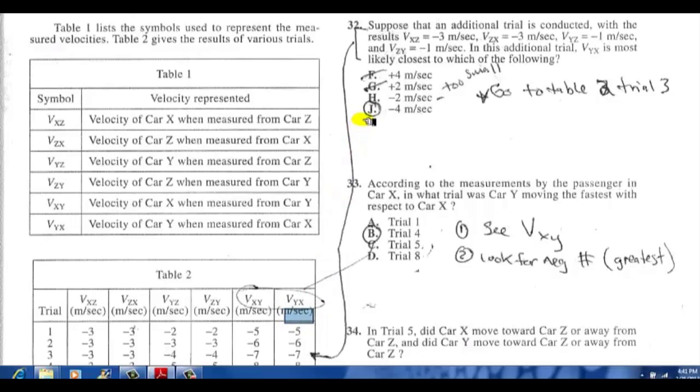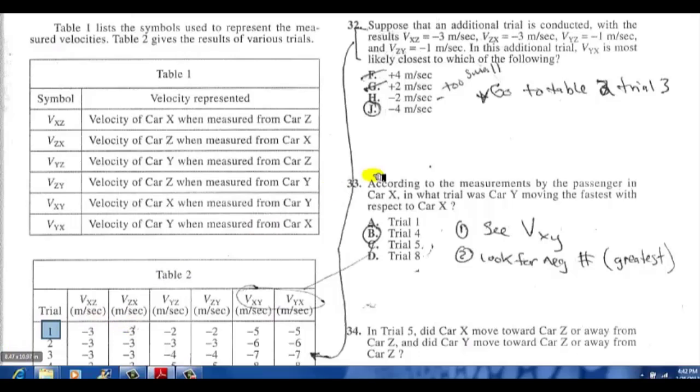And that is the answer that pops off the page when you look at answer choice J. You know that this answer is close to trial number 1. Answer choice F says +4. These are all negative numbers, so that's off in left field. Answer choice G says +2. These are all negative, fairly negative numbers. That's off in left field. And answer choice H is -2, closer. But if you look, we put a -2 here. That just doesn't fall into place.